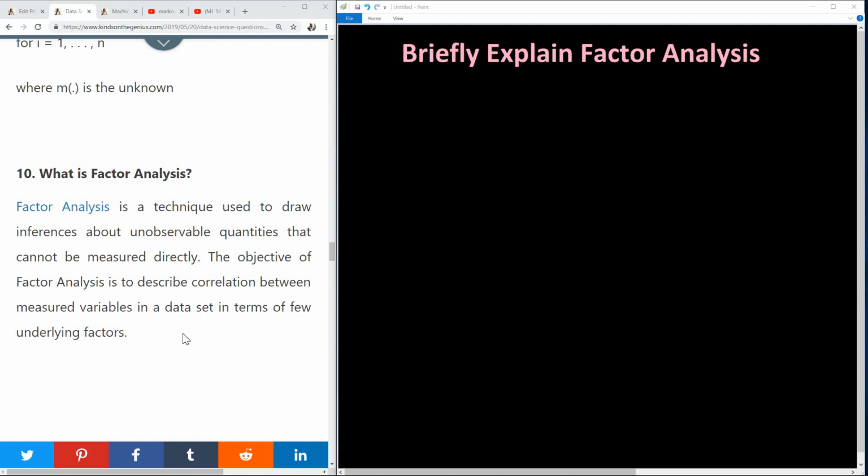So now we come to question 10 of our data science question and answer series. This is the last question in this set of 10 questions before we go to the next set of 10, which is 11 to 20.